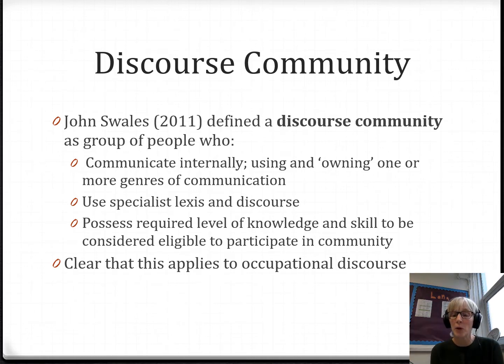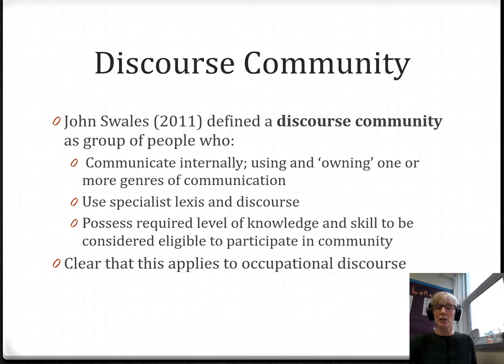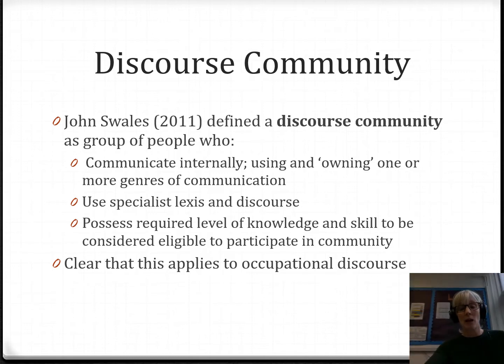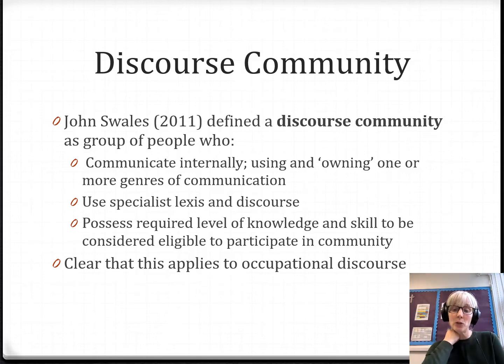There may well be words that are used or expressions that are used that you don't know yet. And you will learn them as you go along, and then you'll become a fully fledged part of that discourse community. So this can be something, for example, if you have an occupation not that you're being paid for, but just something you enjoy doing in your life, and you'll learn the language of that activity. So this definitely applies to occupational discourse.